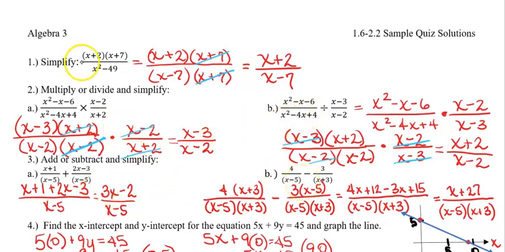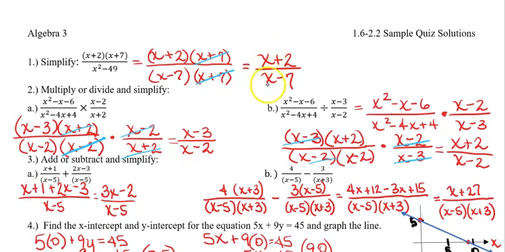So first off, I want to go ahead and factor everything. So my numerator was factored for me, but my denominator is a difference of squares. So that's going to be x plus 7, x minus 7. And so you can cancel the x plus 7s, and so that leaves us with x plus 7 over x minus 7.